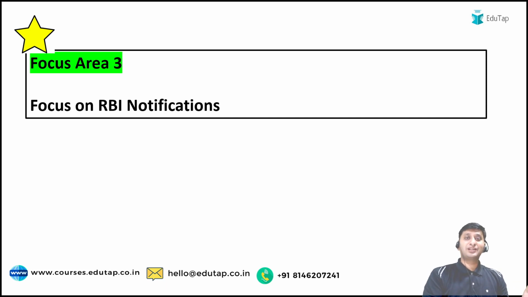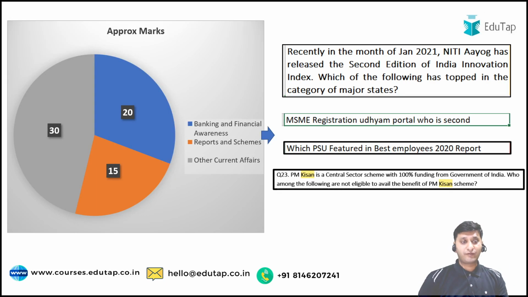हम GA में लगे रहते हैं, sports, awards, books, authors, events, days, themes. नहीं, RBI notifications are very, very important for your exam. Note down this in your notebook, mark it as a star, and write down focus on RBI notifications. Then the next one is reports and schemes, which is again very important.